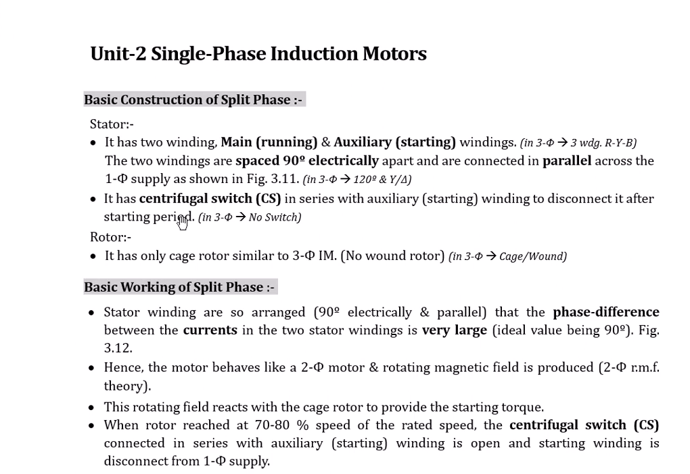Now, the basic construction of the split phase induction motor: the stator consists of two windings, main and auxiliary. The two windings are spaced 90 degrees electrically apart and connected in parallel across the single phase supply. It has a centrifugal switch in series with the auxiliary winding to disconnect it after the starting period. The rotor is only a cage rotor, the same as in a three-phase induction motor, so the rotor is not different.